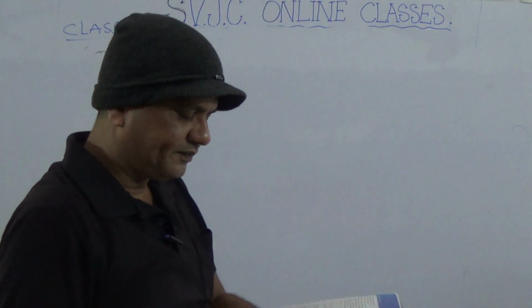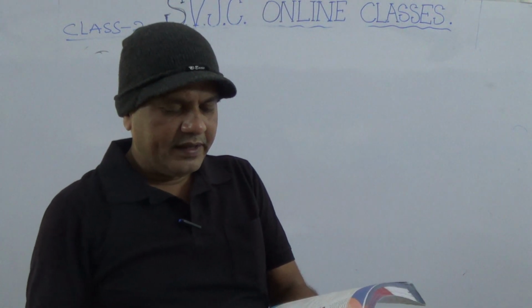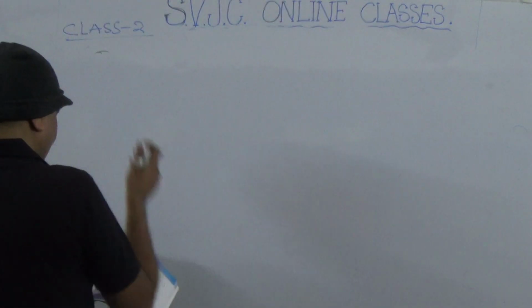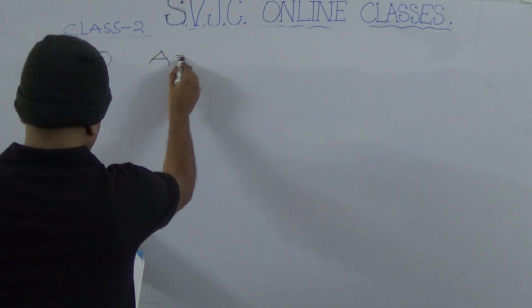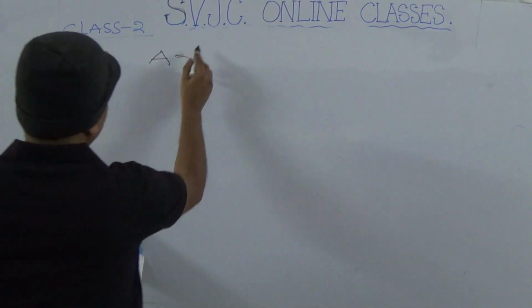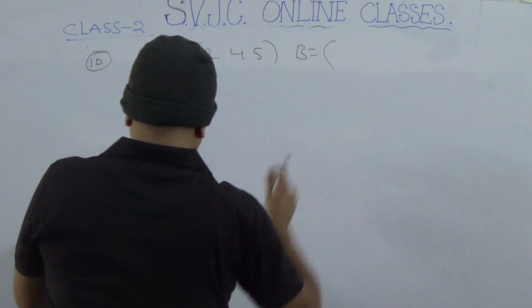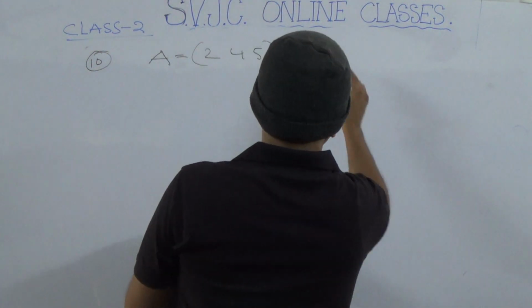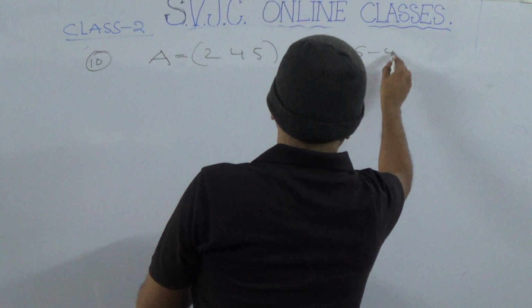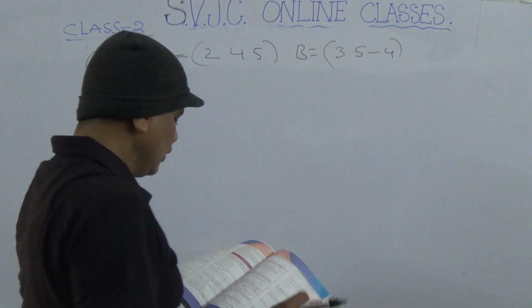Okay, next one. Now the next problem is the 10th problem. A is equal to (2, 4, 5) and point B is equal to (3, 5, -4). These are the two points.